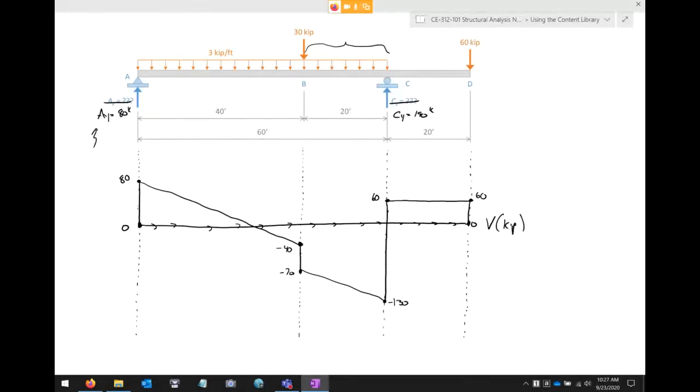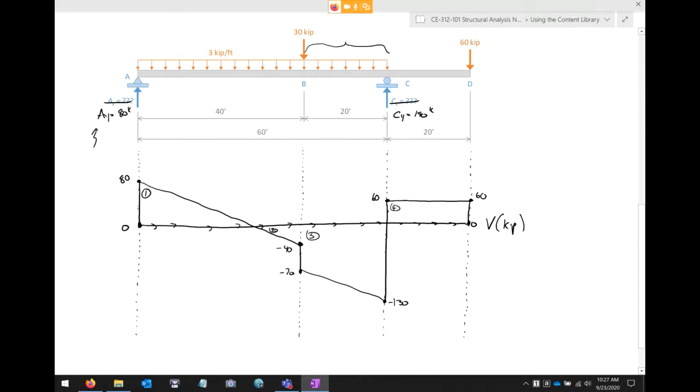Now, in order to draw the moment diagram, I need to integrate the shear diagram. And integrating means finding the area under the curve. So I'm going to set this up in 4 regions. We'll say this triangle here is region 1. This triangle here is region 2. This blob trapezoid thing over here is region 3, and we'll talk about a simple way of computing that area in a second. And this is region 4.